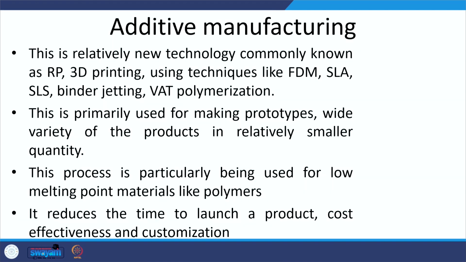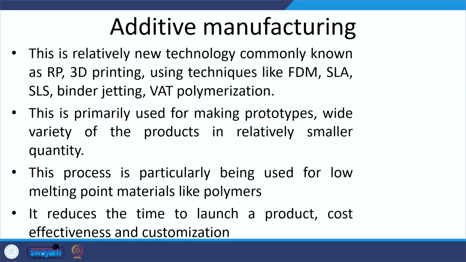So, we will see a little in more detail about additive manufacturing. This is a relatively new technology commonly known as rapid prototyping, abbreviated as RP, or 3D printing, because through the sequence layer by layer approach of producing 2D layers, the 3D products are made, and the common processes are like FDM, SLA, SLS, binder jetting, wet polymerization. These are the very common processes used for both metals as well as polymers.